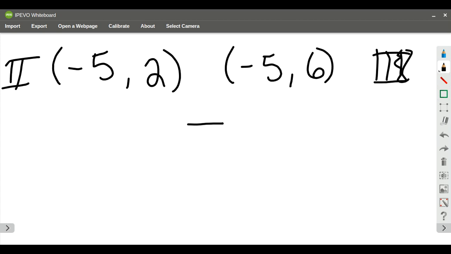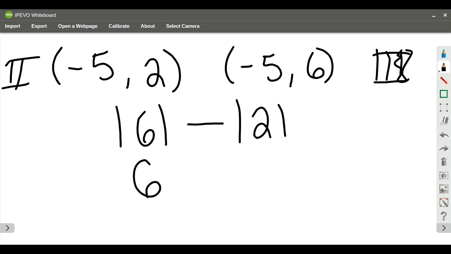So I look for the coordinates that are different. -5 and -5 are the same. My x coordinates are the same, so I'm going to be subtracting my y coordinates. I'm going to take the absolute value of 6 because that's going to give me a larger value. That's going to give me a value of 6. And then I'm going to subtract the absolute value of 2, which is 2. 6 subtract 2 is going to be 4. So my answer is going to be 4 units.